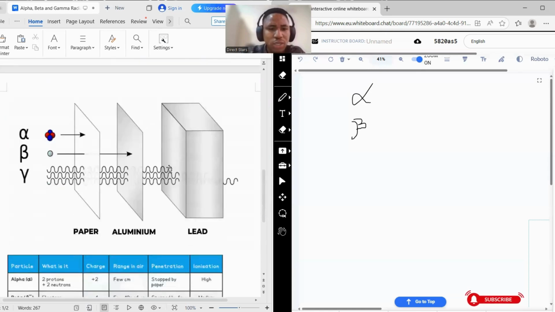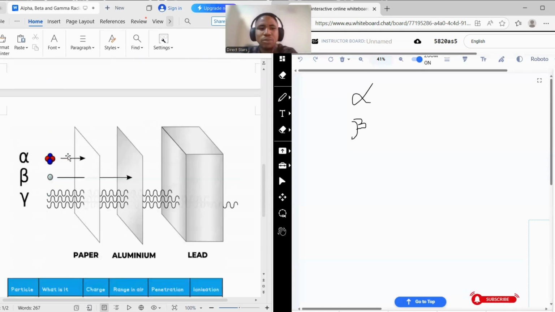That brings us to this image here. Alpha radiation, and we have gamma radiation here. Alpha radiation can be stopped by ordinary paper. Beta radiation can pass through paper, but it can be stopped by just a few millimeters of aluminum. While gamma radiation can pass through the paper and the aluminum, but it will be stopped by lead. So these are the radiations: alpha, beta, and gamma.